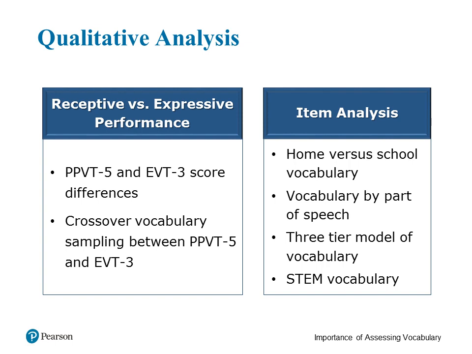There are several procedures for conducting approaches to qualitative interpretation. They're described pretty thoroughly in the manual, but I'm going to go over some of them here. They include receptive versus expressive performance, so PPVT-5 and EVT-3 score differences, and crossover vocabulary sampling between the PPVT-5 and the EVT-3. And then item analysis: home versus school vocabulary, vocabulary by part of speech, three-tier model of vocabulary, and STEM vocabulary.